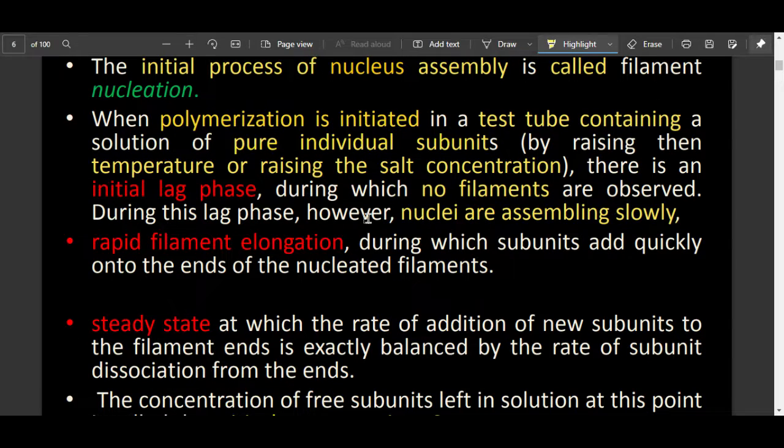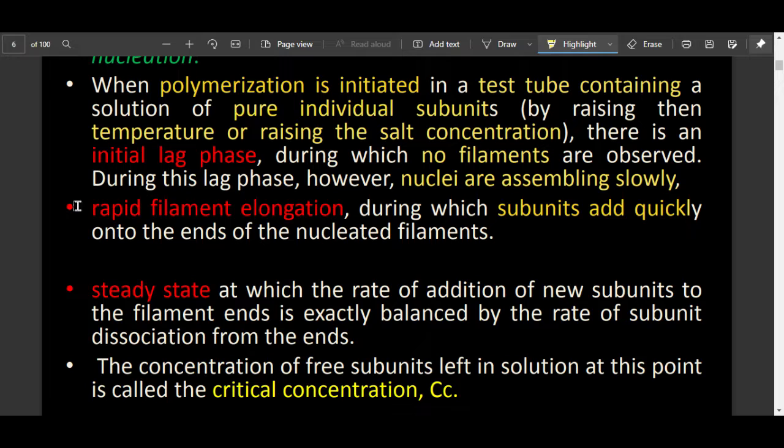Second is rapid filament elongation, during which subunits add quickly onto the ends of the nucleated filaments. Rapid filament elongation happens when the subunits add quickly to the ends of the nucleated filaments, and this is called rapid filament elongation.